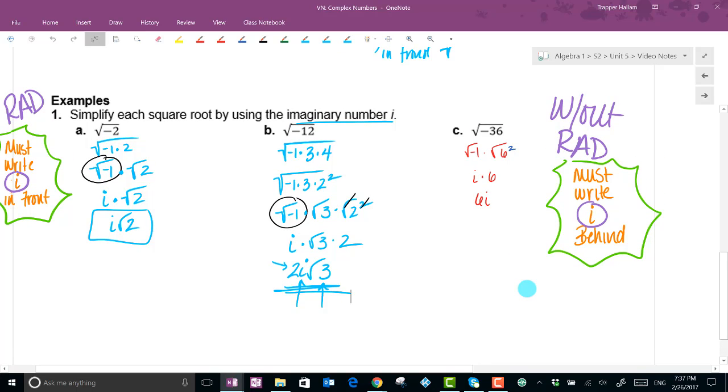All right, so I'm going to pause here. Oh, one other quick thing. If you don't have a radical, i will sit behind the coefficient by itself. You can kind of treat it a little bit like a variable, even though it's not. It doesn't change. It represents the square root of -1. All right, so I'm going to flip the page, and I'll meet you on the other side.